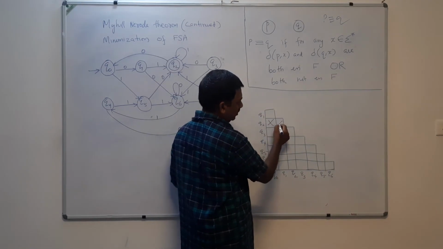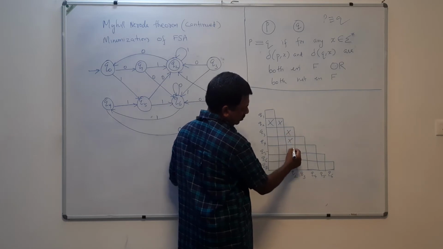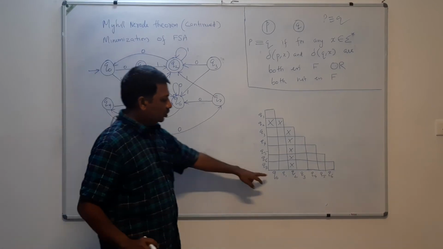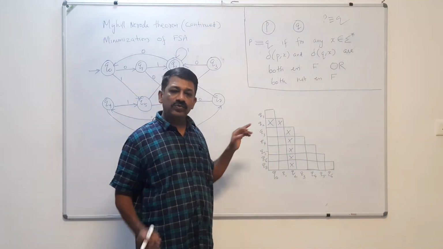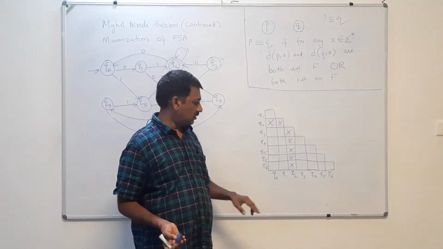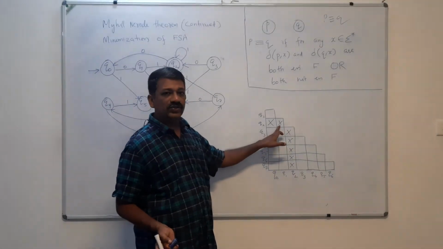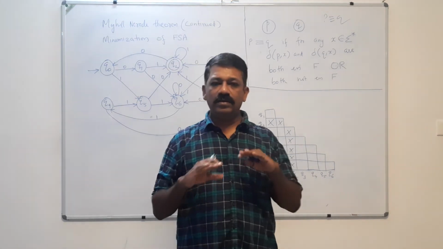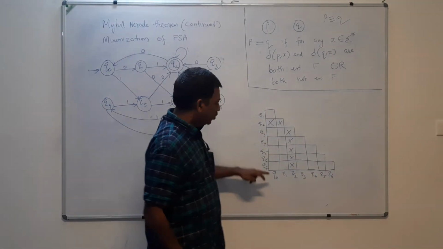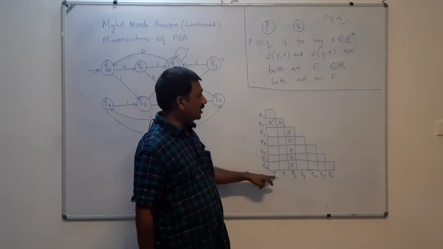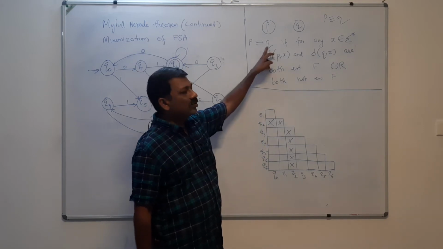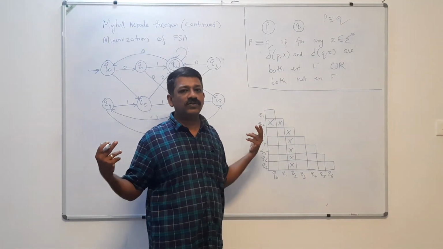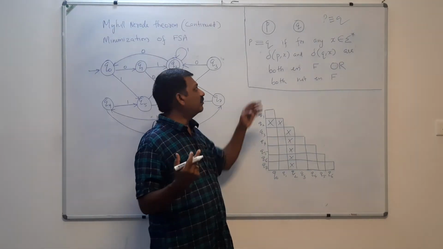That means Q0 and Q2 are distinguishable. Why? Q0 is a non-final state and Q2 is a final state. Q1 and Q2 are also distinguishable. That means these pairs are not equivalent. So Q0 and Q2 are not equivalent. If P is not equivalent to Q, it means P and Q are distinguishable, that means you can easily distinguish between them. If they are not distinguishable, then they are equivalent.